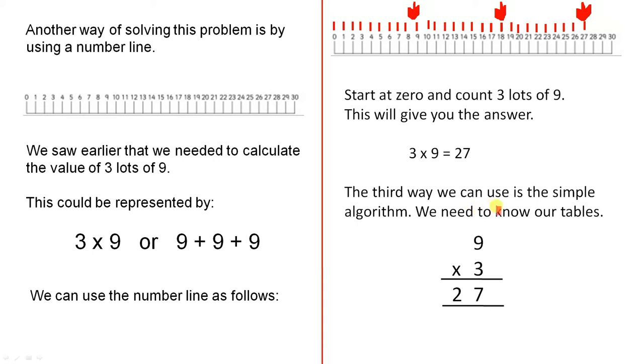The third way we can use is the simple algorithm. We need to know our tables. So if you write the simple algorithm like this, 3 nines are 27, and that is a very efficient way of doing it, but you need to know your tables well.